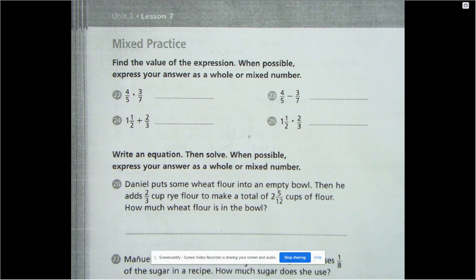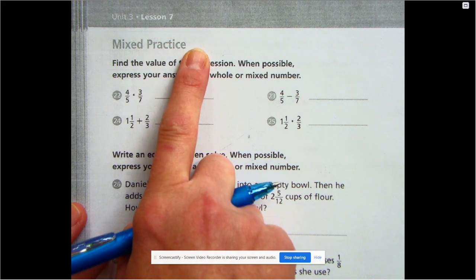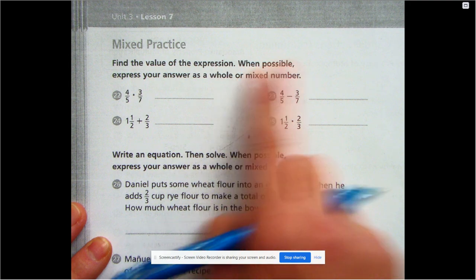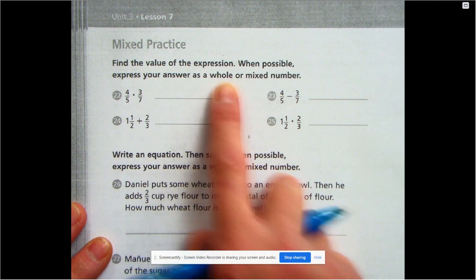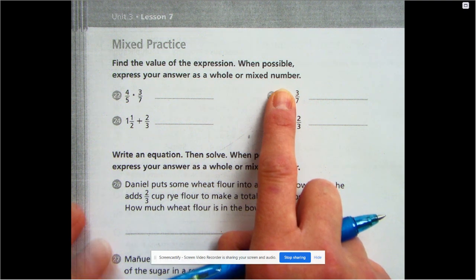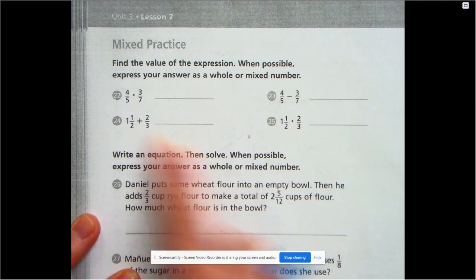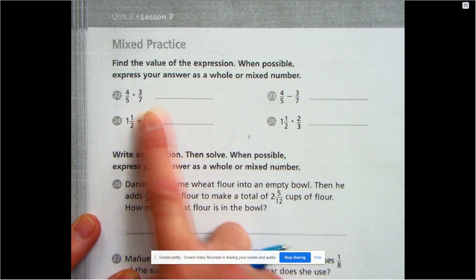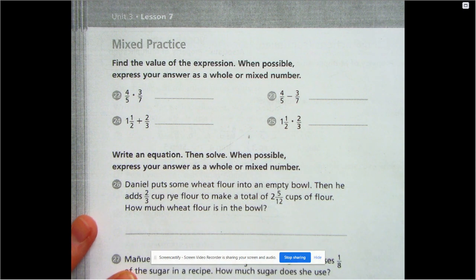On page 104, it tells us that we're going to have some mixed practice. We're going to find the value of the expression. When possible, we might need to put our answer in a whole number or a mixed number. As you see for numbers 22, 23, 24, and 25, I'm noticing that some are multiplication, some are subtraction, some are addition, and so forth. So we need to make sure that we're being very careful.